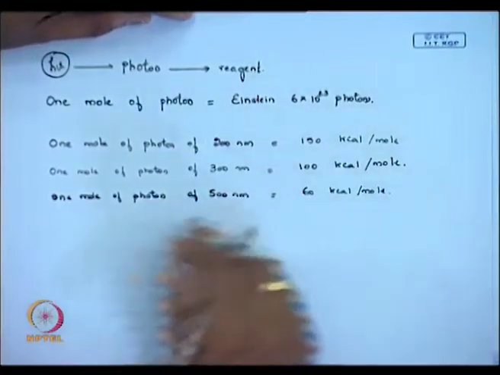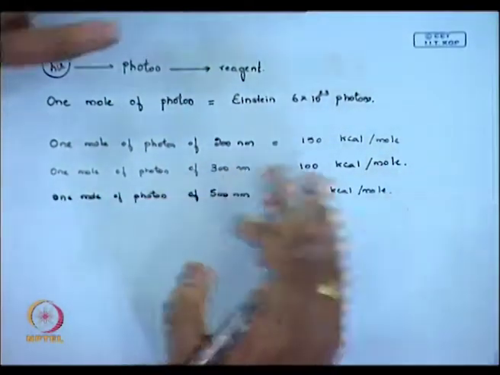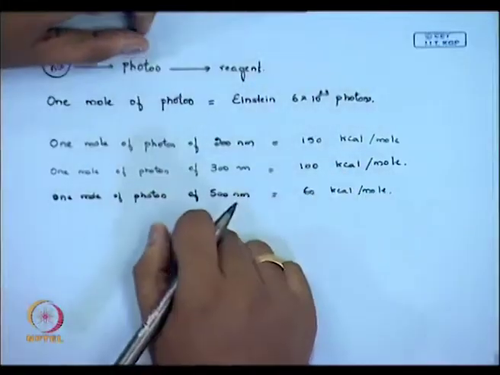See, most of your organic chemistry reactions happen up to this region, like 500 nanometer. Most of your organic chemical reactions, most of your electronic transitions like n to pi star, pi to pi star, all these transitions will come around 500 nanometer, where you can do the chemistry, because if you see the energy, it is only about 60 kilocalories per mole.